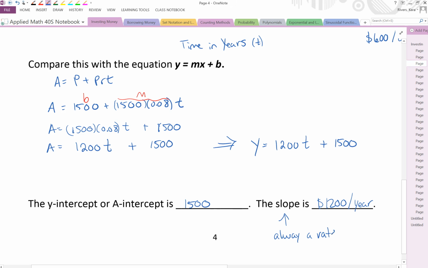So it's always going to be per something. If you wanted to write it $600 per 6 months, you could also write it that way.